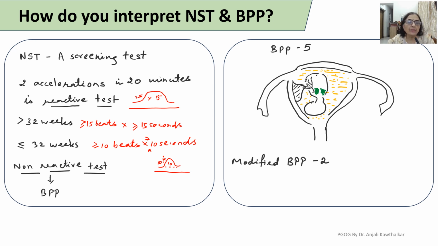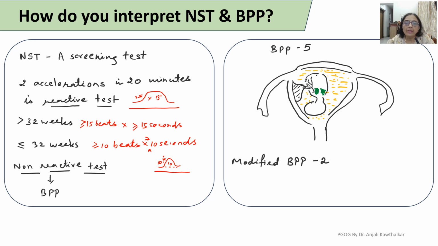Reactive indicates that. Now, if there are no accelerations, we need to keep on repeating the test and continue it for at least 40 minutes, and some guidelines even advise continuing for 60 to 80 minutes. In that case it is inconclusive, as the baby might be in a sleep pattern, and that is why a non-reactive test is not a definite indication for immediate termination of pregnancy. We need to go for biophysical profile. If it is a non-reactive test, where two accelerations are not observed in 20 minutes, then we need to go for that. Now we come to biophysical profile.